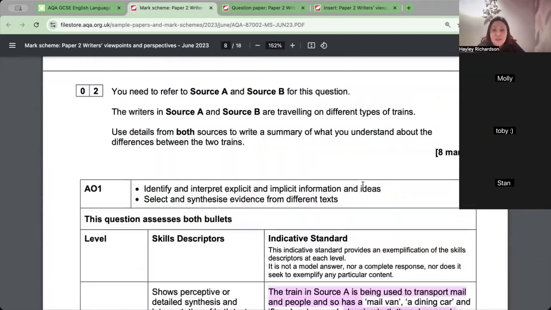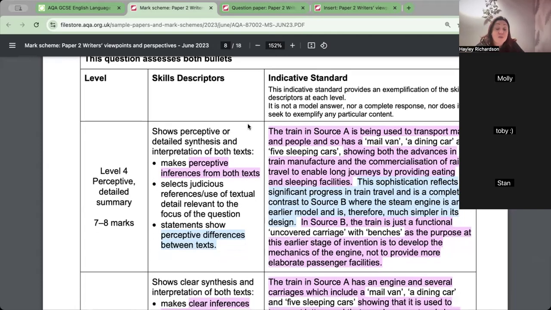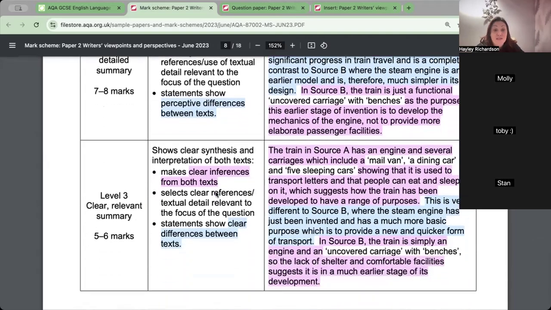But look, still only 1, 2, 3 sentences. Yes, they are long sentences, but also the vocabulary in there is great as well. So commercialization of rail travel, sophistication, significant. All these words are absolutely brilliant. Elaborate. So that is all going to help get those 7 to 8 marks as well.